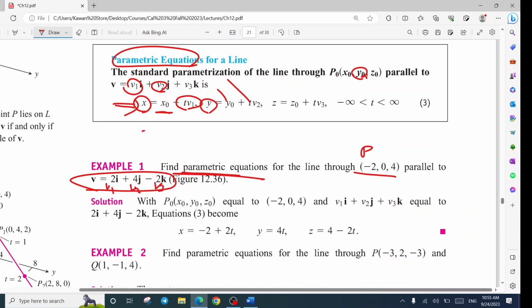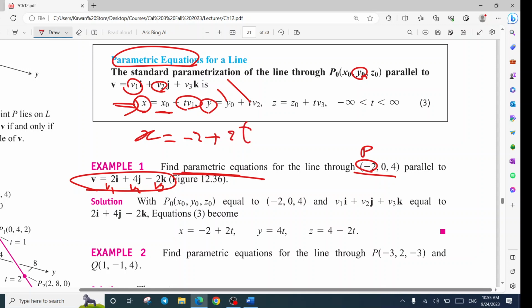Now, to find x, I say x is equal to x naught, minus 2, plus T V1, which is equal to 2. You can write it down like that: x equals minus 2 plus 2T. You got it, dear? Shall I repeat it?